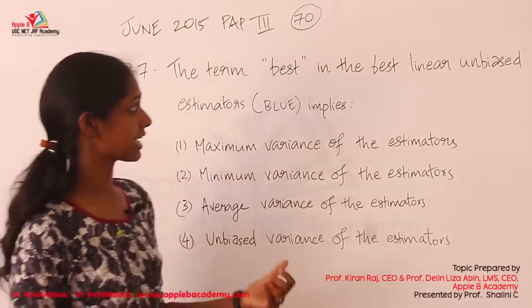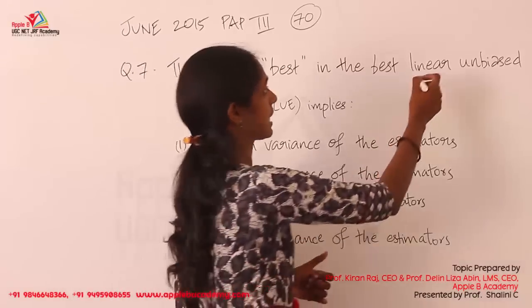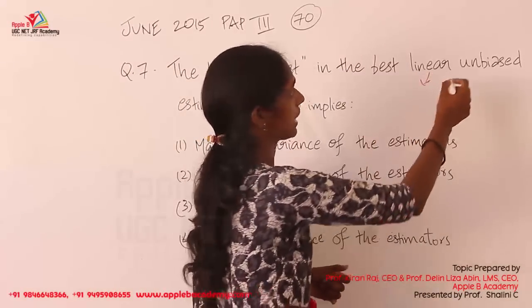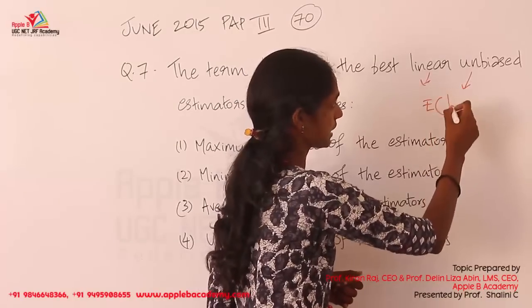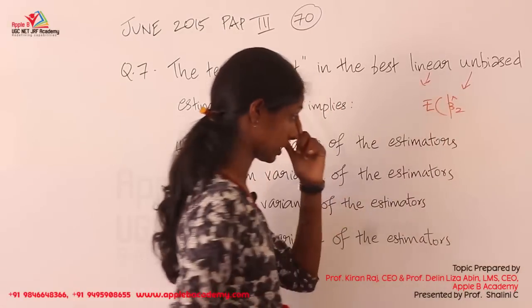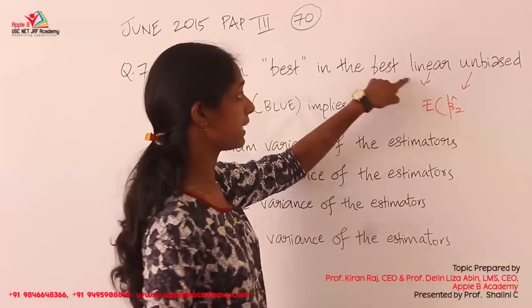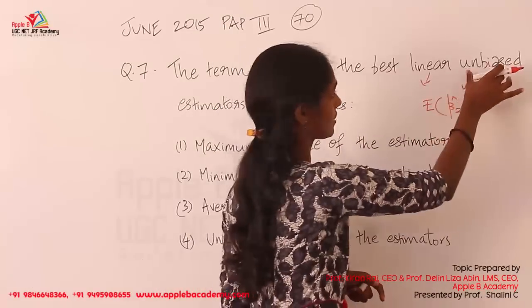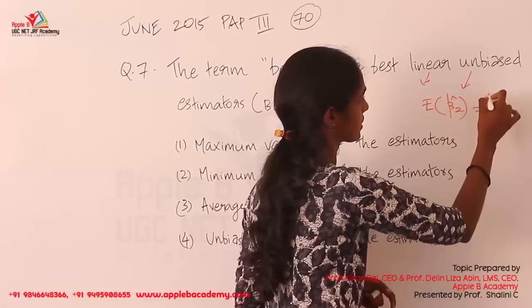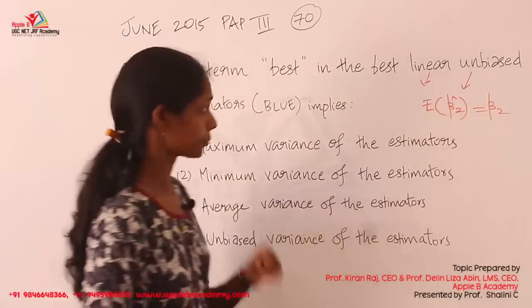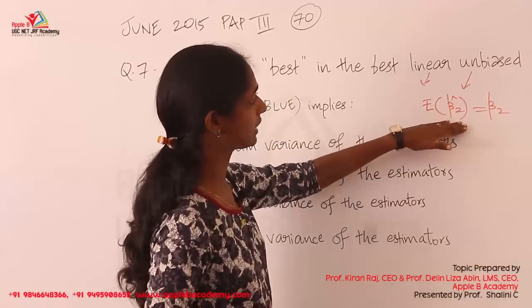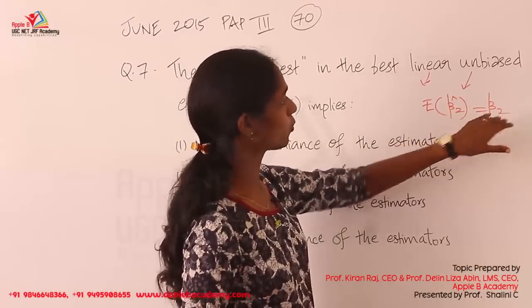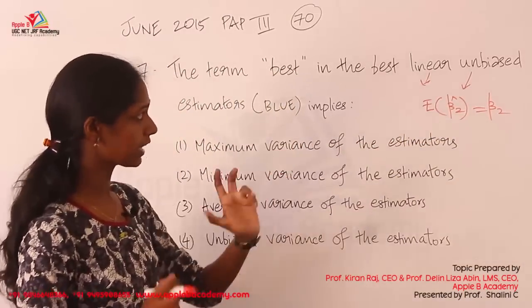So earlier we discussed that best linear unbiased means the estimators would be linear and estimators would be unbiased, meaning the expected value, say beta 2 cap is the estimator that we are talking about. Beta 2 cap will be linear, and it is unbiased means that expectation of beta 2 cap is equal to beta 2. So it is unbiased indicates that the average value of beta 2 cap will be equal to the true value of beta 2. That is the meaning of unbiasedness.